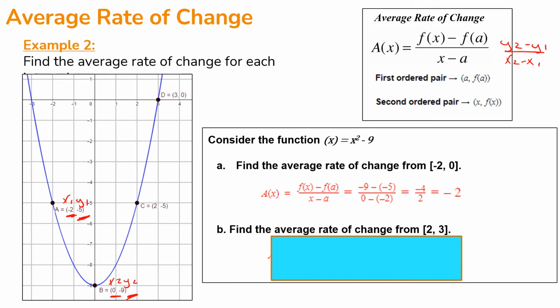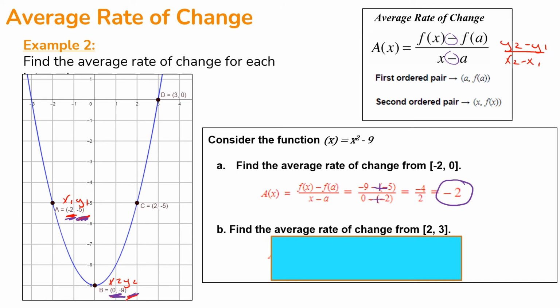So we're subtracting our y values, or changing our y values, and then you're over changing your x values. 0 minus negative 2, because we have a minus in that formula, we have that double negative there. Simplifying, negative 9 plus 5 will give us negative 4. 0 minus negative 2, once again we have that double negative, so that is really 0 plus 2, and just reducing that we get negative 2 for our average rate of change from negative 2 to 0.